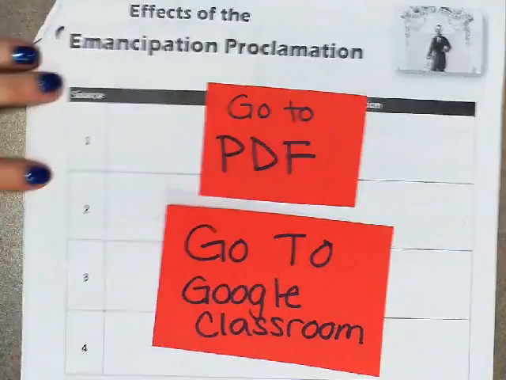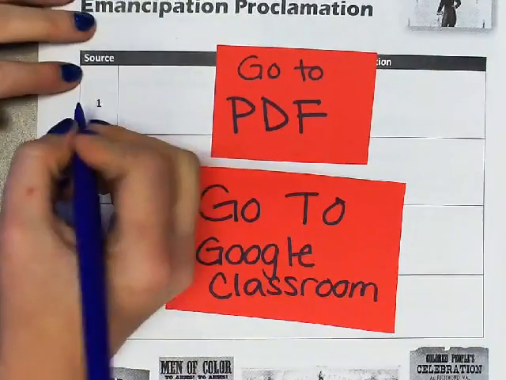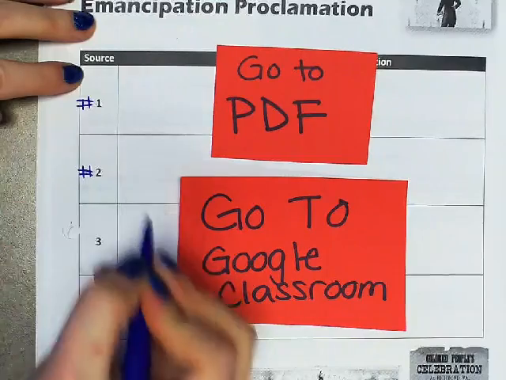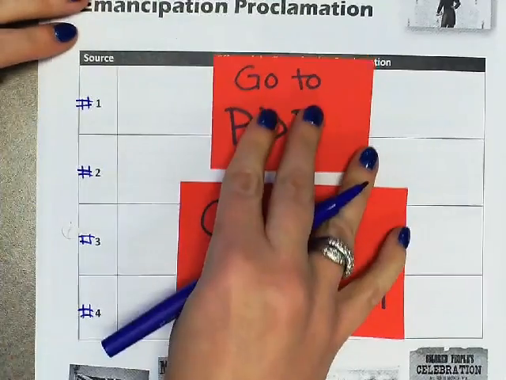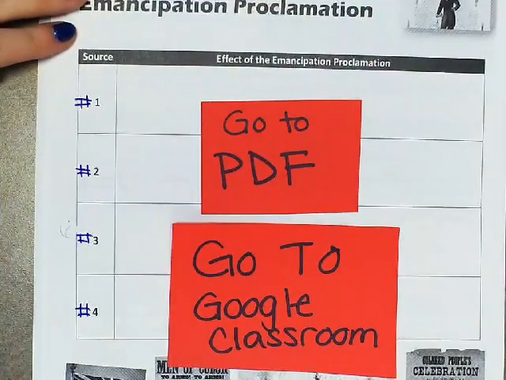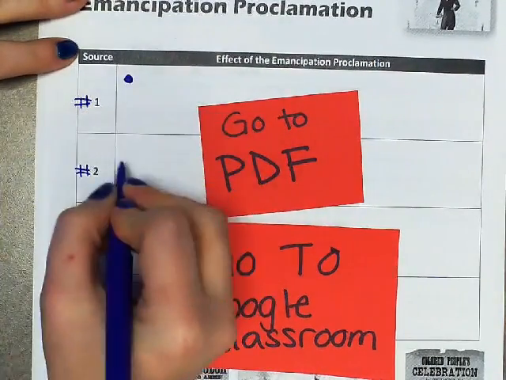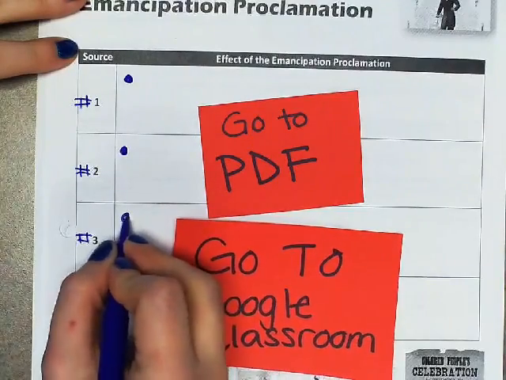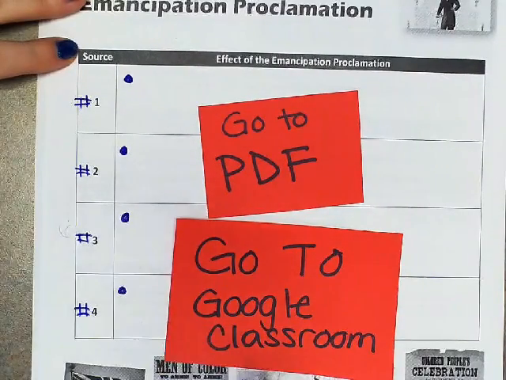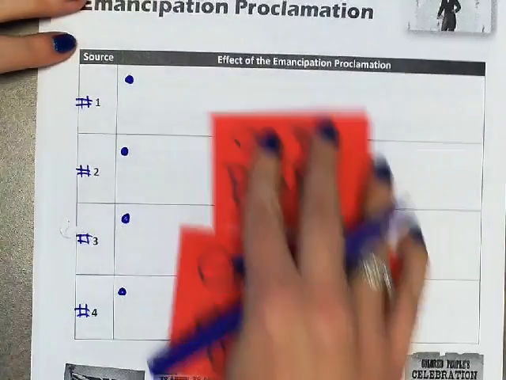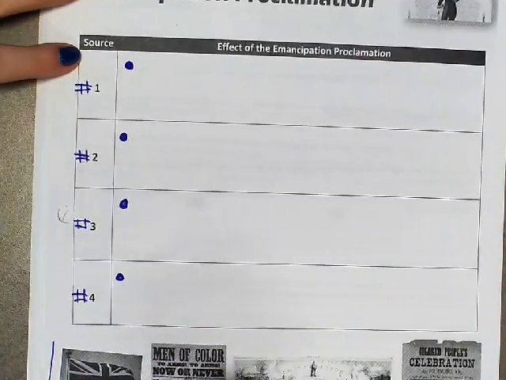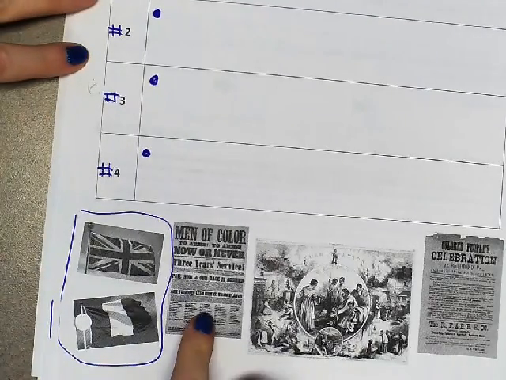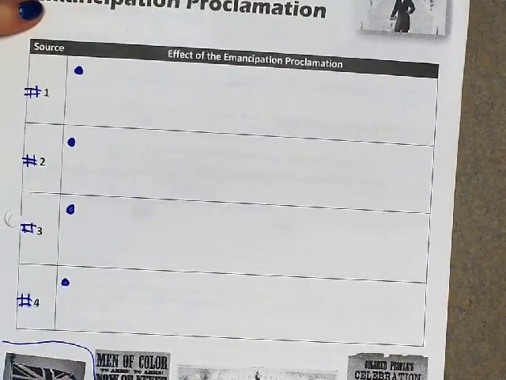And there is a number 1, number 2, number 3, number 4. It's like one sentence long. You're going to read those effects, and you're going to put just a bullet point here, a bullet point here, a bullet point here, and a bullet point here. Then these two pictures go with one of the effects. This picture goes with one of the effects, this one and this one. But they're also in the PDF.